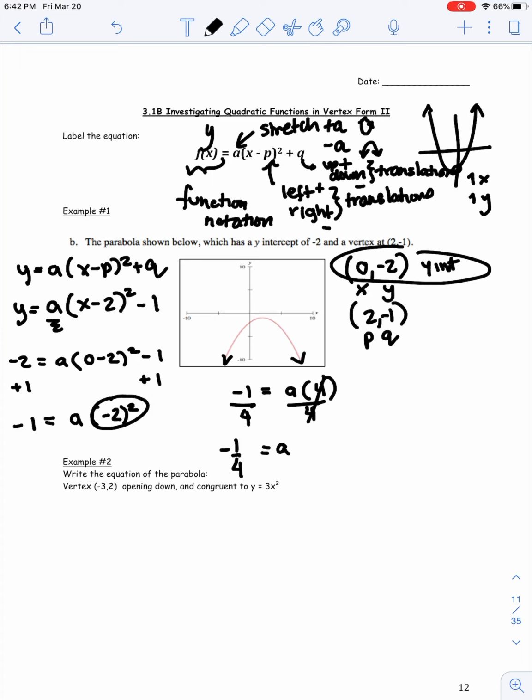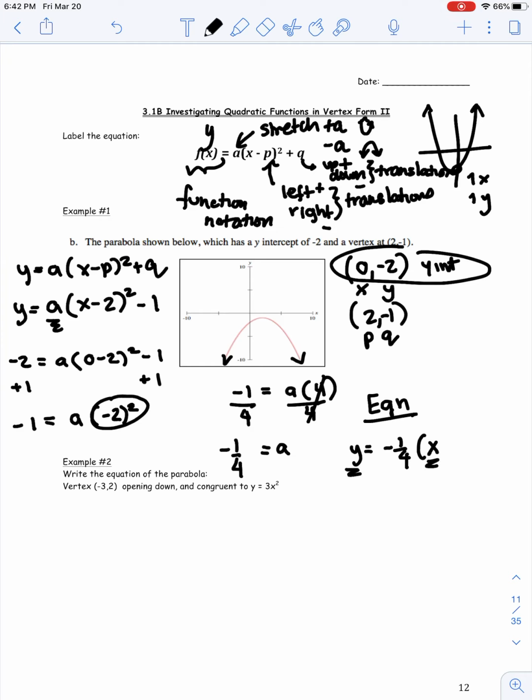Now we need to write it out. The actual function that represents this is y = -1/4(x - 2)² - 1. The -1/4 is replacing your a. Your x stays as it is and y should stay as it is.